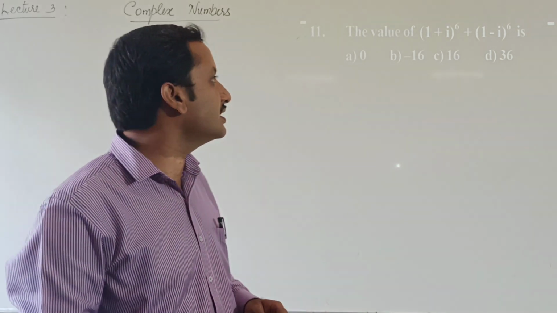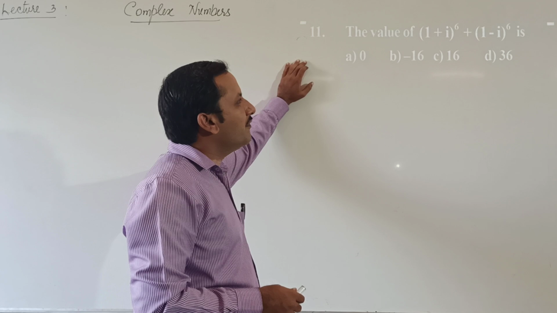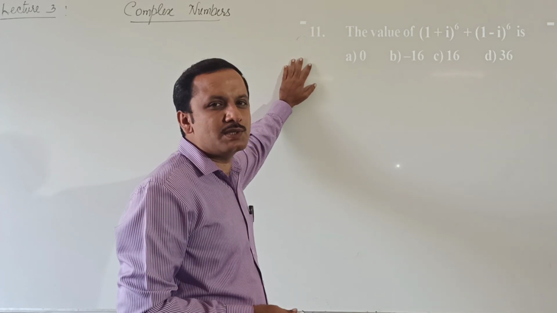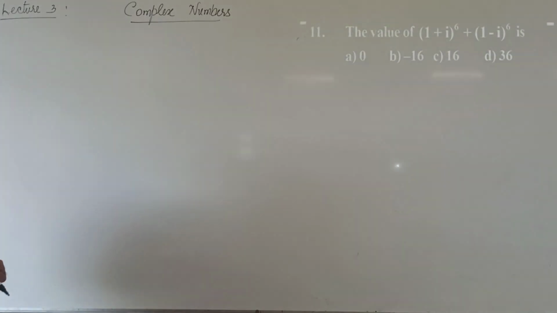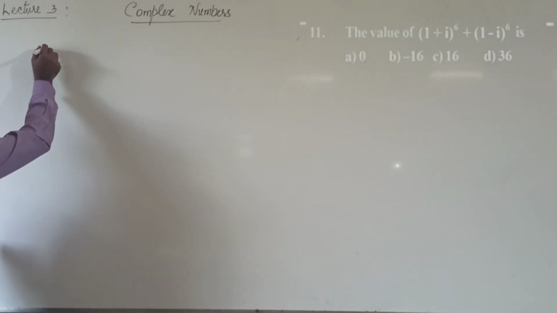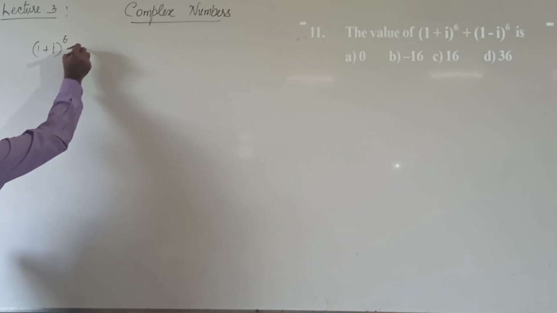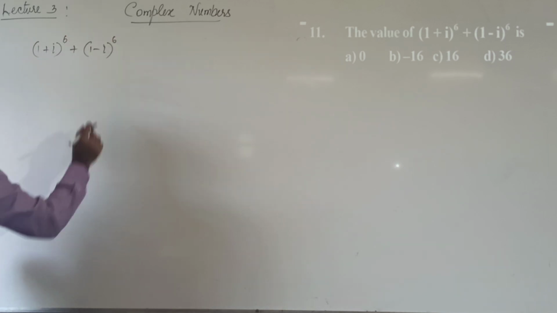Okay, look at the next question. Question 11. The value of (1 + i)^6 + (1 - i)^6 is. For this problem I will give you two methods. First method, (1 + i)^6 + (1 - i)^6.